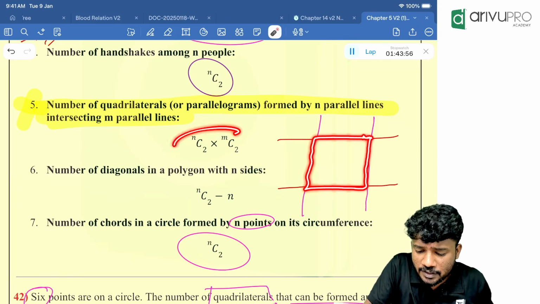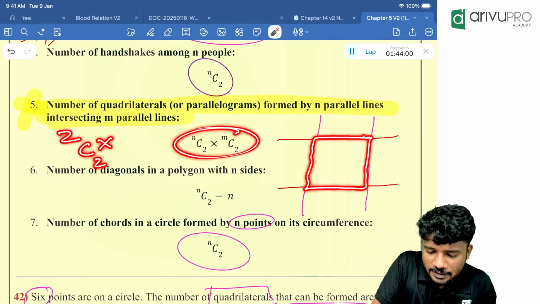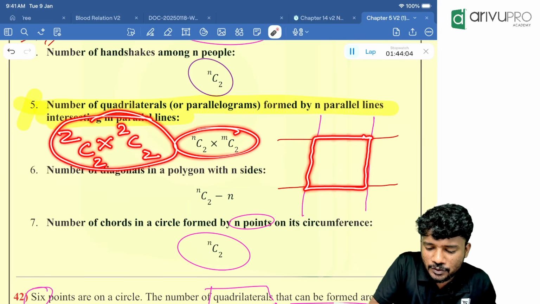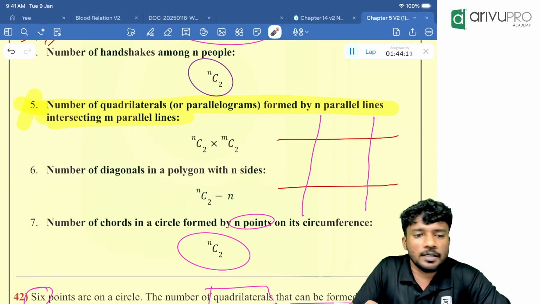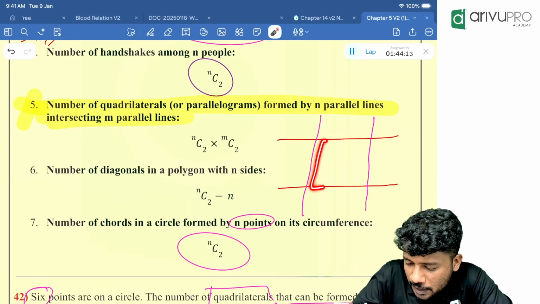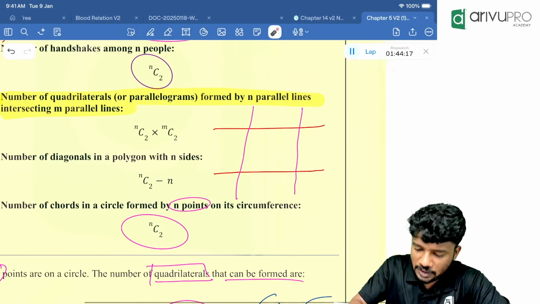Now we will check with the formula. Two parallel lines intersecting another two parallel lines. 2C2 into 2C2 is how much? 2C2 is how much? 1. 1 into 1 is how much? Only a single one. Okay, 1. So how many parallelograms are formed? One parallelogram is formed.